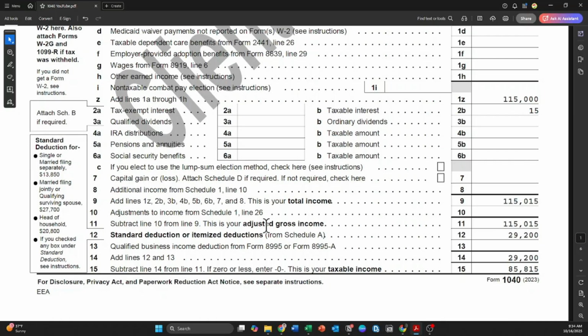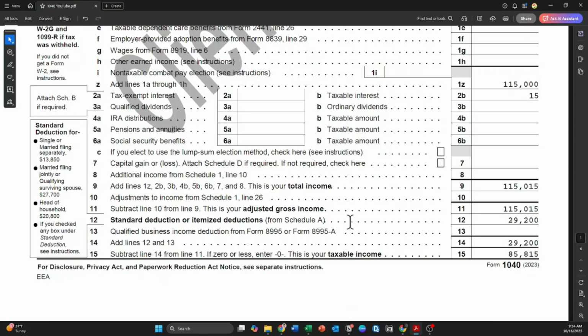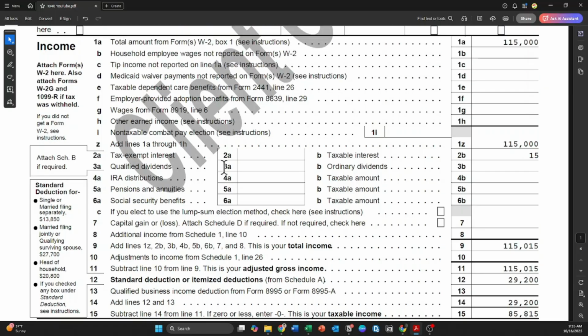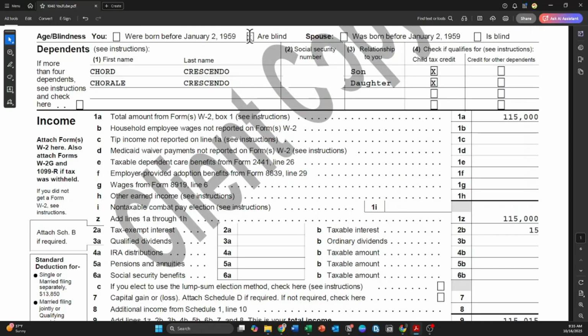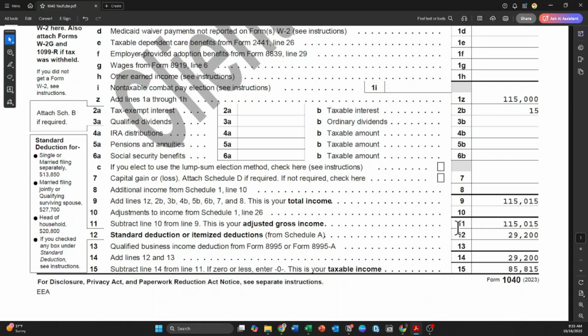The next line is just going to be showing how to calculate your AGI, your adjusted gross income. In this case, it's the same as his total income because there's no adjustments to the income there. And then we come into the standard deduction, or itemized deductions if he was to itemize. As we can see right here, the standard deduction for 2023 is $27,700. And then, because he's blind, he gets an extra $1,500. So it comes to $29,200 for his standard deduction.